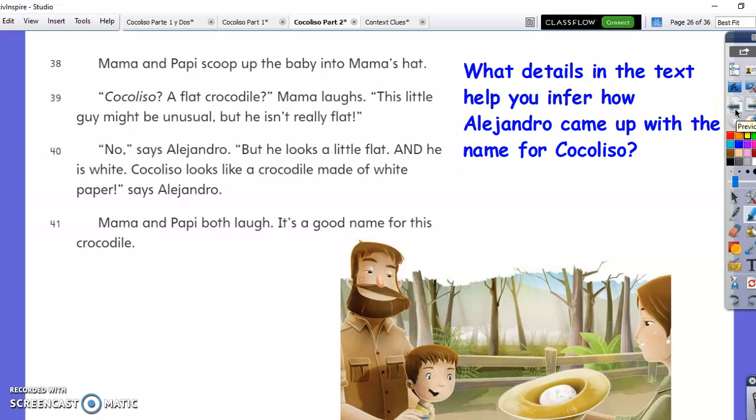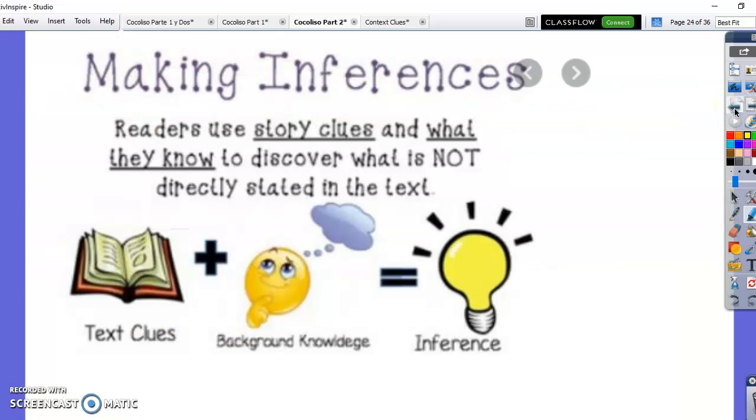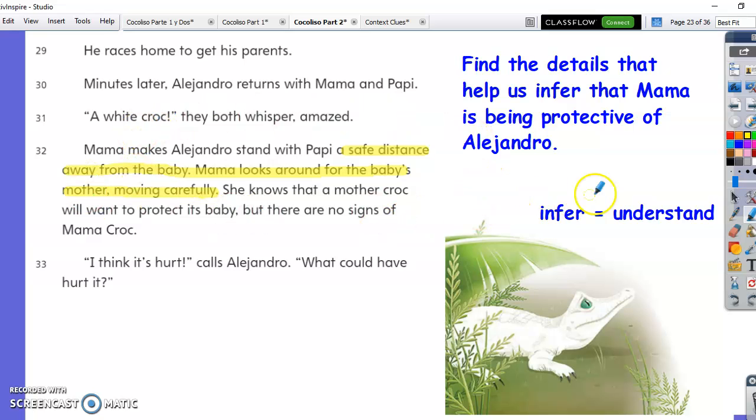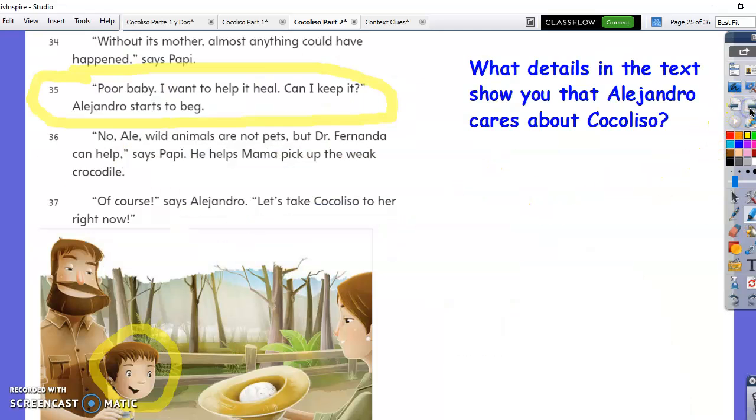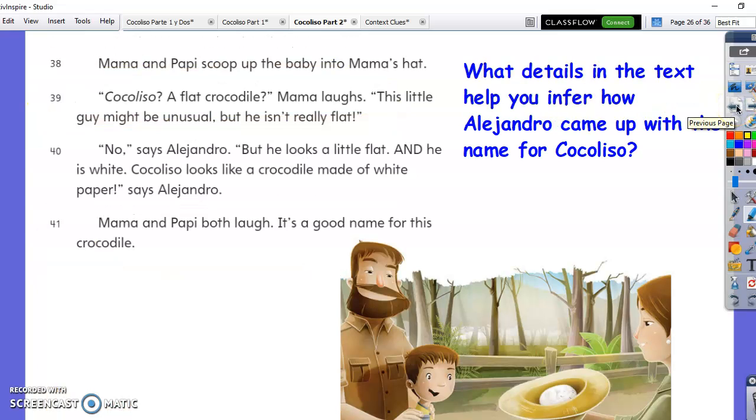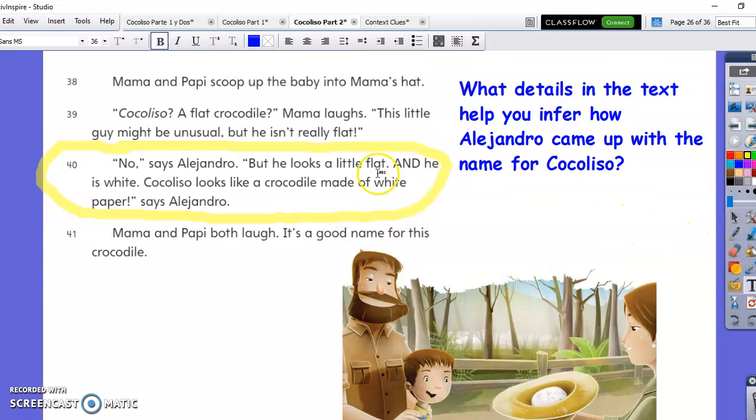Here I had to use context clues because I didn't really understand Cocoliso. This is a word that they use in Cuba. Liso is a word that means smooth, like paper. So here we have some details that tell us why he chooses the name Cocoliso for the crocodile. And I can really hone in on that if I can just find the two adjectives he uses to describe it. He says it's flat, and he says it's white. Like a piece of paper. Flat and white. Because it's little, and when it's laying down, it looks like it's kind of flat. Not as flat as a piece of paper, though.